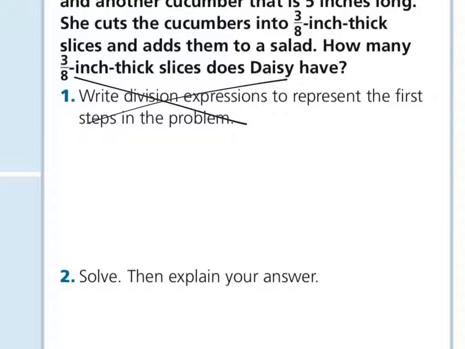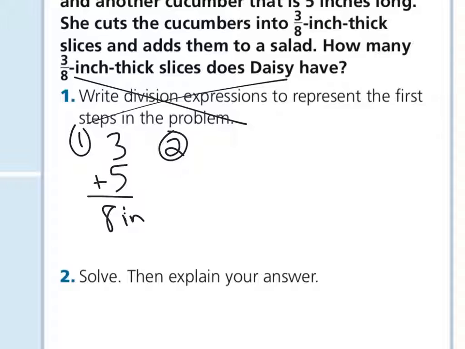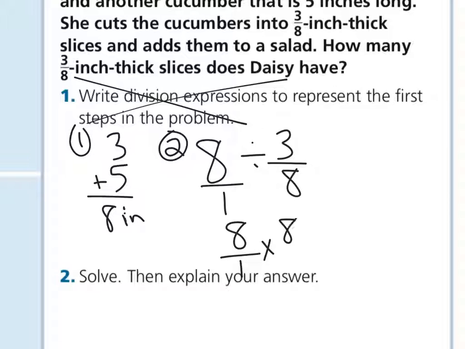Probably what I would do on this problem, first of all, is let's see all together what we've got. We have 3 inches and 5 inches is a total of 8 inches. That would be my first step. I'm not going to do a division problem first, realistically. Okay, let's do this the easy way. So at that point we have 8 inches total. We're dividing it up into 3/8 inch slices. Now we can keep, change, reciprocal and work that out.